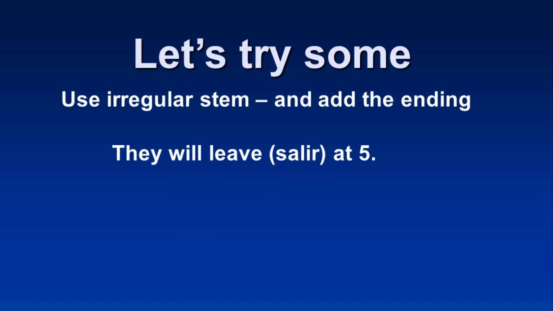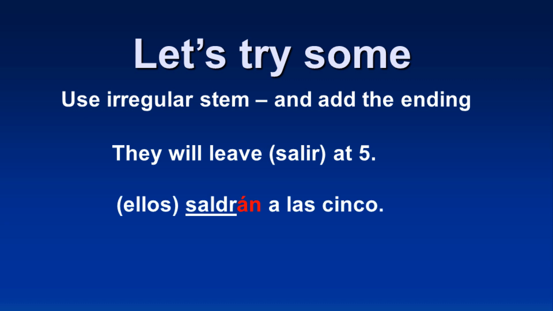So let's take a look at an example with the verb salir. Here we've got a stem, S-A-L-D-R, and now we're going to make a sentence that says, they will leave, using salir, at 5 o'clock. Saldrán a las 5. So we apply our future tense ending with this irregular stem and create our future tense word.